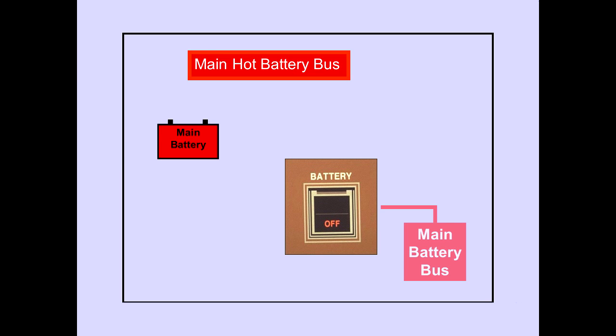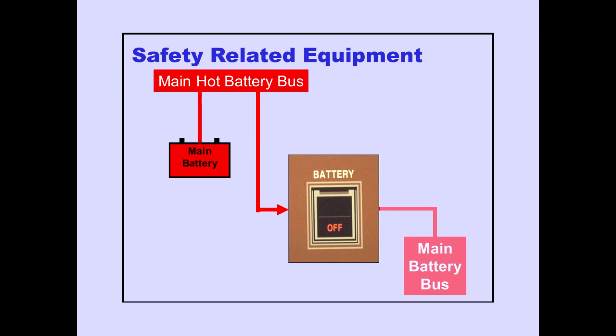Now let's discuss DC buses that can be powered by the airplane batteries. We'll discuss main battery buses first. Under certain conditions, the main battery can power the main hot battery bus and the main battery bus. The main hot battery bus is directly connected to the main battery and provides DC power to selected safety-related equipment, such as fire protection components.